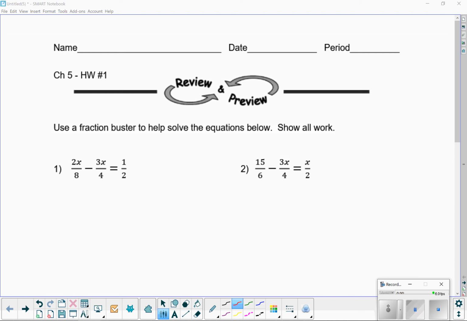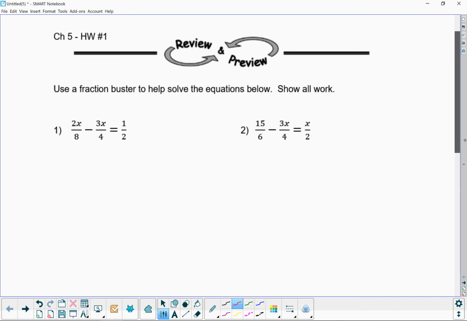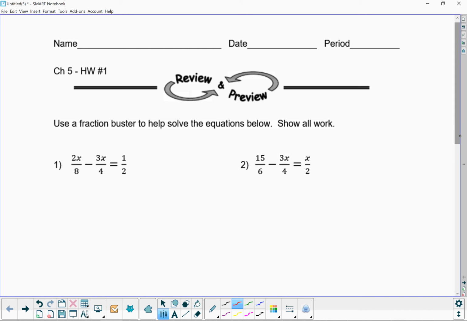All right, let's go ahead and get started on this. This is the new chapter for us, chapter 5, homework number 1 in our CPM curriculum. This is our number 1 and 2. I believe these are review from the previous chapter. These are fraction busters, right?